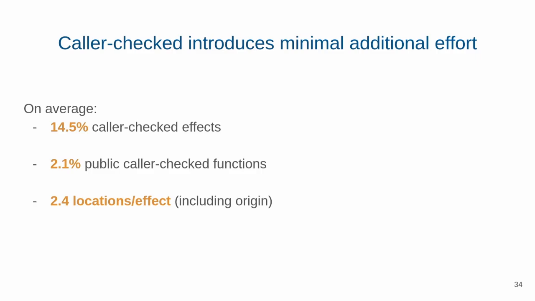And even though this propagation introduces more audit locations, in reality it didn't introduce a lot of additional effort, because we only had to audit 2.4% per location with the original location included.